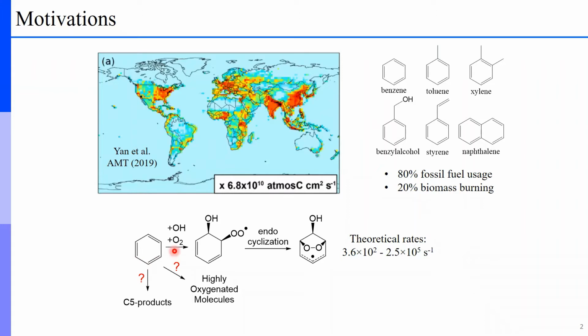Previous studies have shown that endocyclization is a dominant reaction of the benzene-derived peroxy radical. The reaction rate of this endocyclization has only been evaluated using theoretical approaches, and the calculated rates differ by 3 orders of magnitude. Recent studies have detected highly oxygenated molecules and products with 5 carbon atoms, but their formation mechanisms are not clear. And there are many other uncertainties, which will be discussed throughout the presentation.